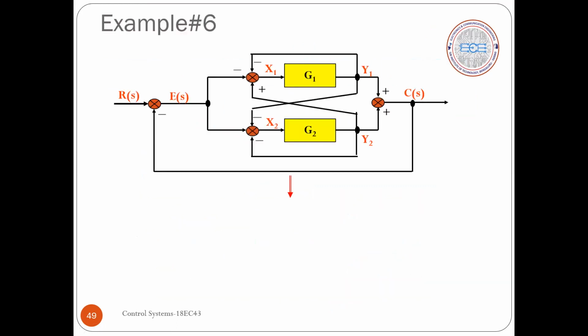Next example. So again, we have here one more block diagram, and to this we have to write the signal flow graph. While drawing a signal flow graph, you have so many options. You can take all the nodes in a sequence.